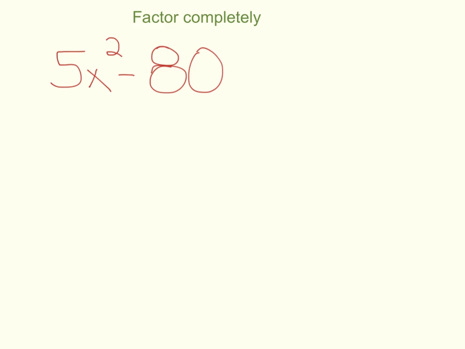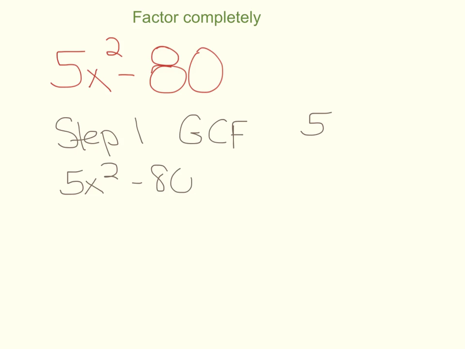We have 5x squared minus 80. For step 1, we're going to factor out the greatest common factor. We first want to take out the 5, because we know that that's what goes into both of them. If we take out the 5, we have 5 times x squared minus 16. Now you would go on to step 2, because you have more than one term.